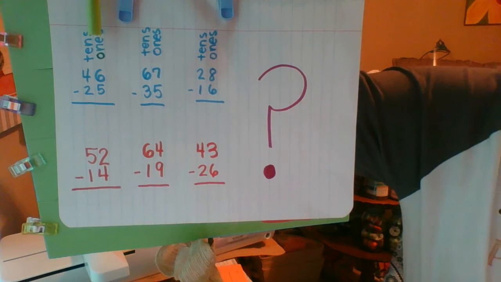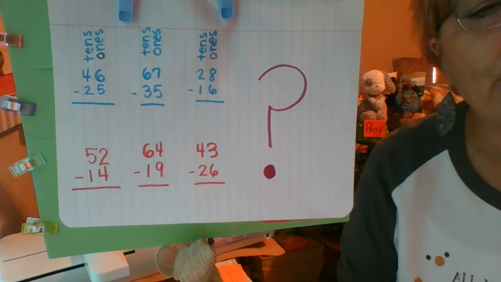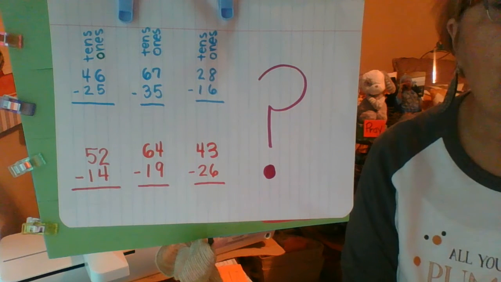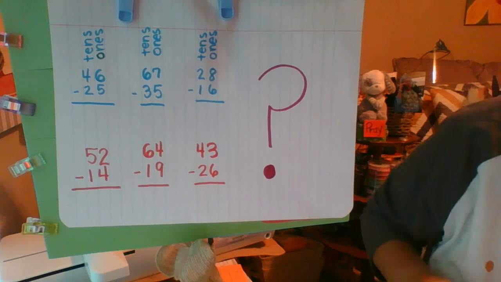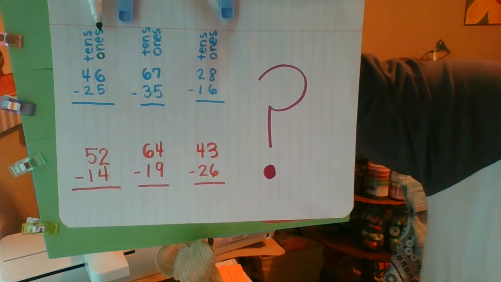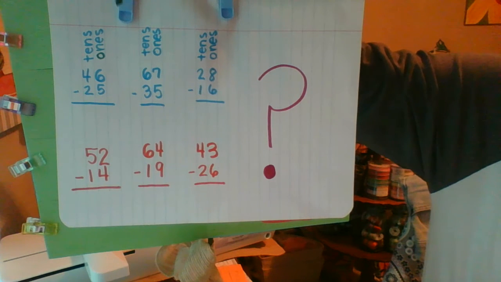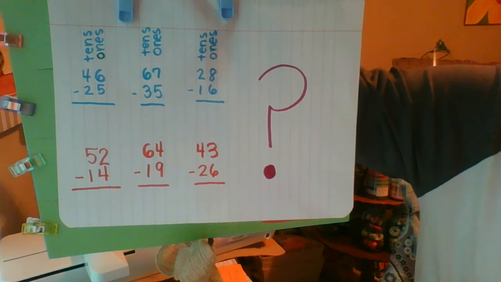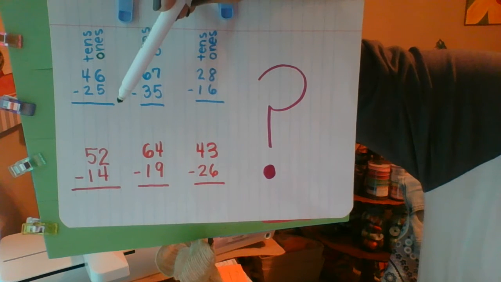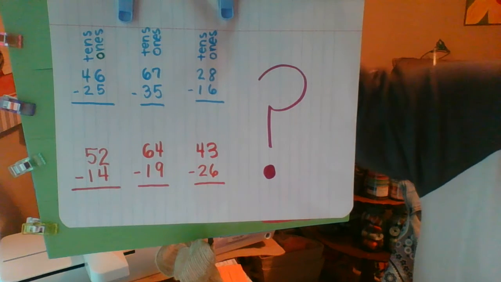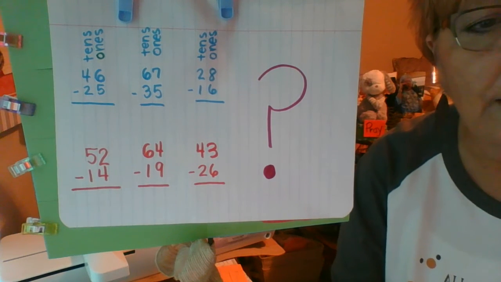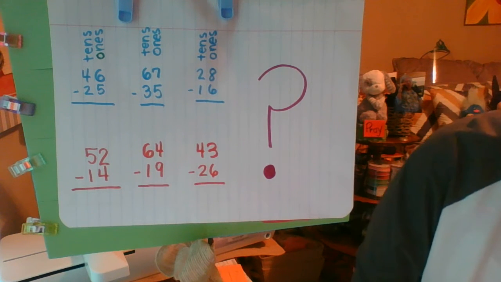So let's start with the very first subtraction problem we have. 46 minus 25. So we always start in the ones place. Now here's where you decide whether you have to borrow or not. Look at the second digit. Is 5 bigger than 6? Just take a second and think about it. Well, we know the answer to that is no.